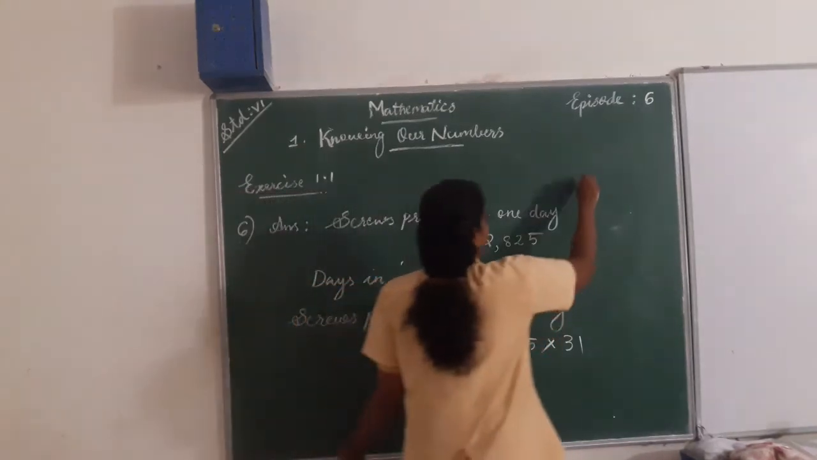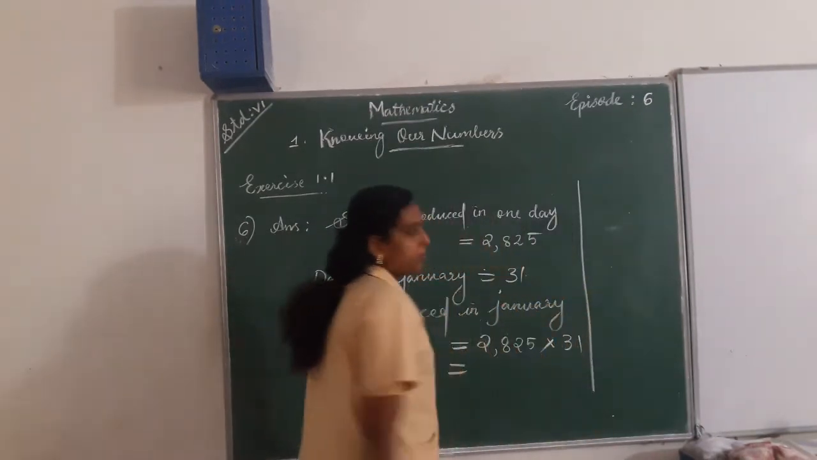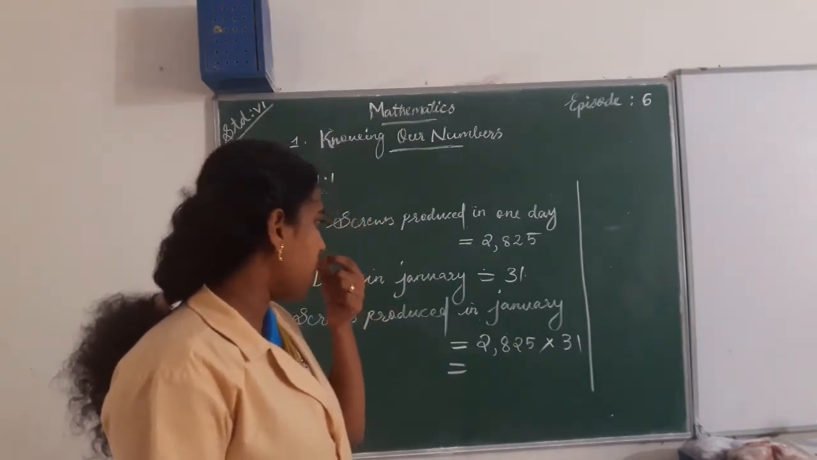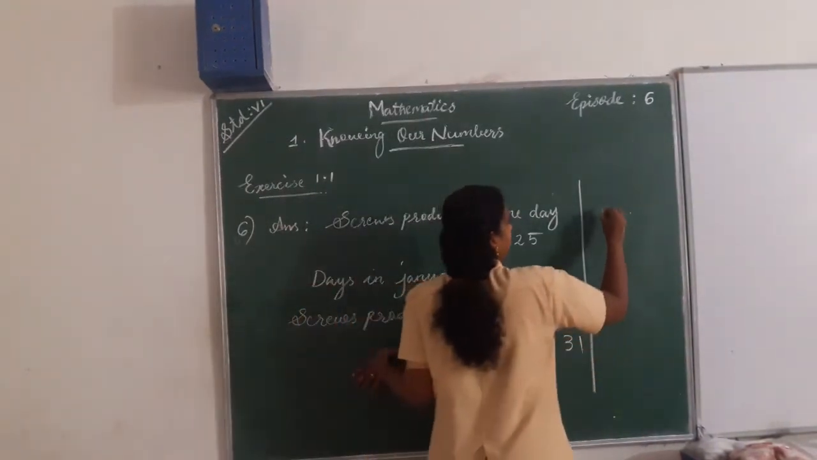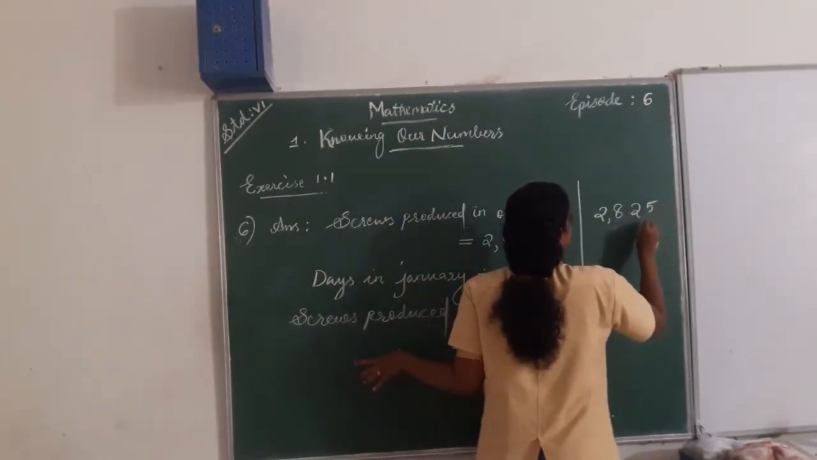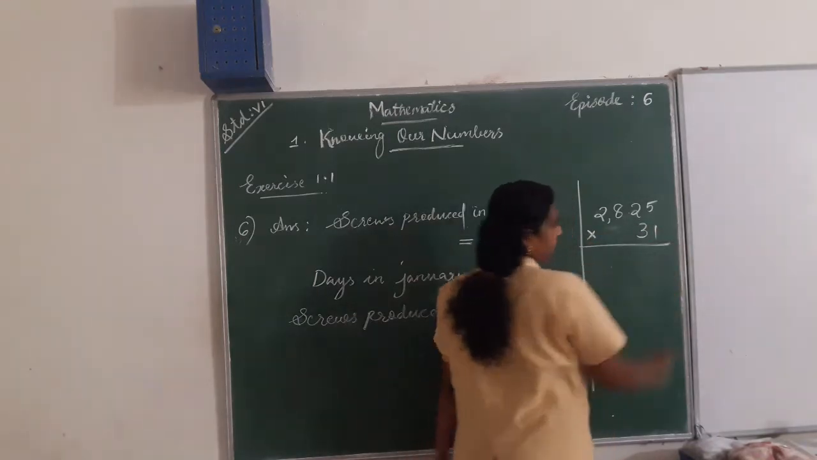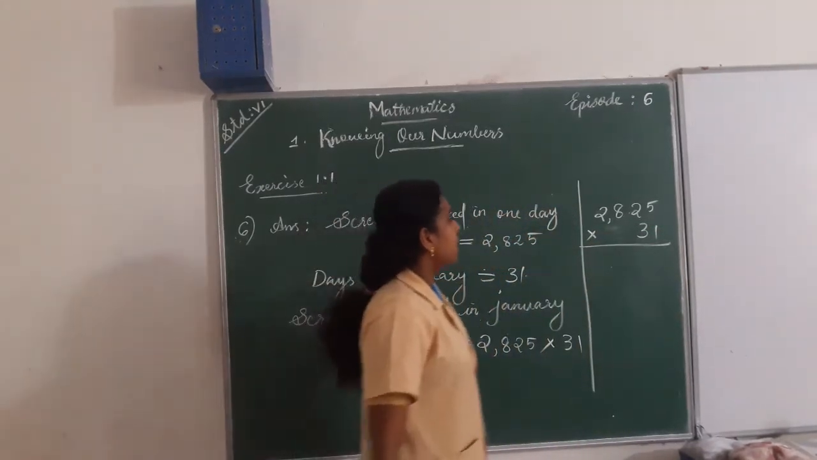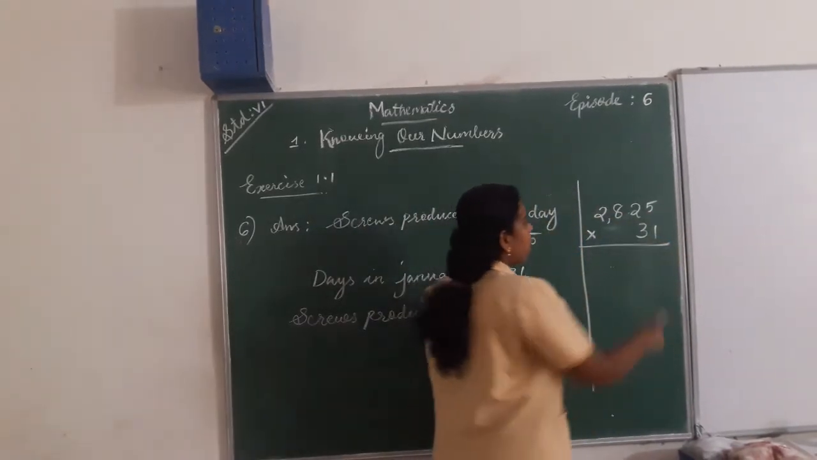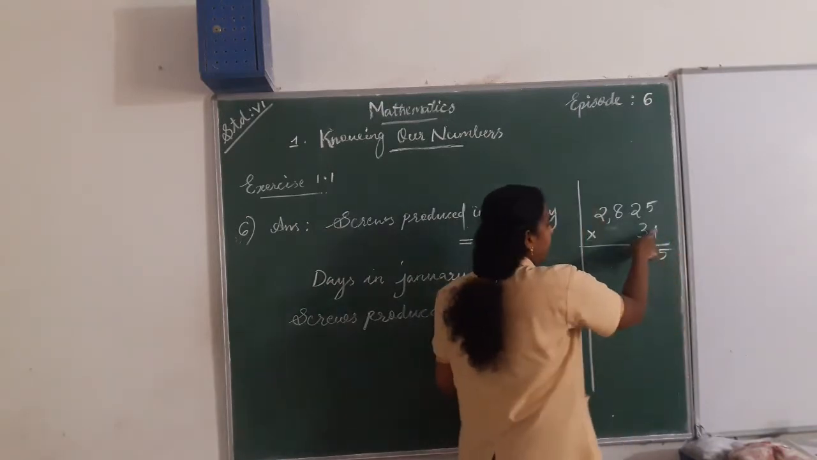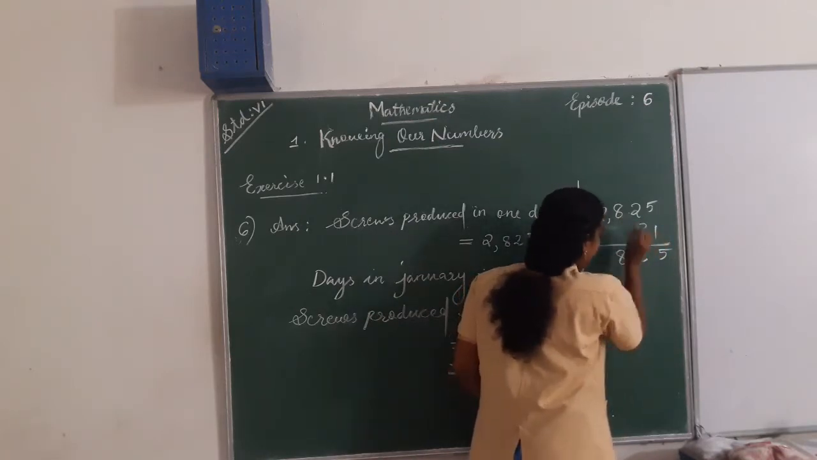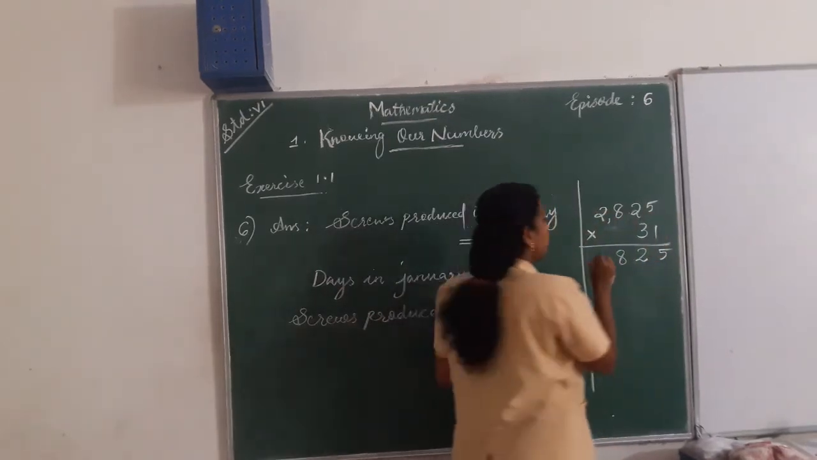Okay. So here, do the multiplication. It is 2,825 into 31. We also learned about multiplication. And first we multiply these four numbers into 1. Okay. 1 into 5, 5. Then 1 into 2, 2. Then 1 into 8 is 8. Then 1 into 2 is 2.